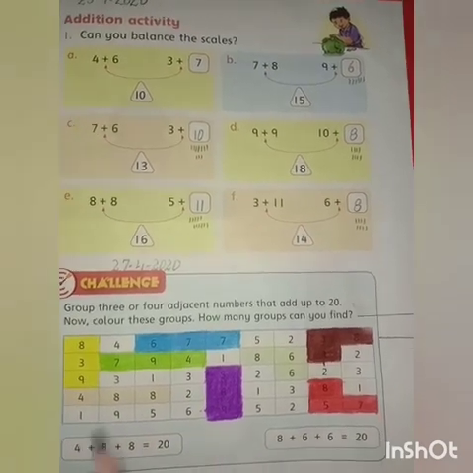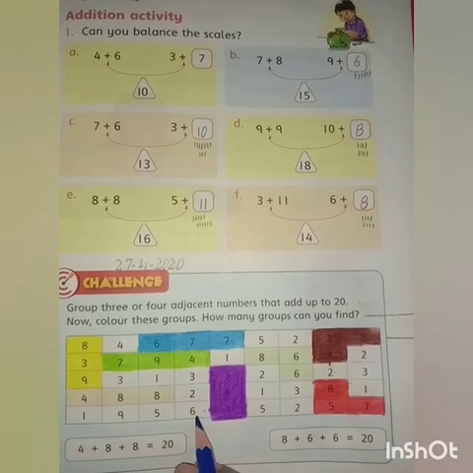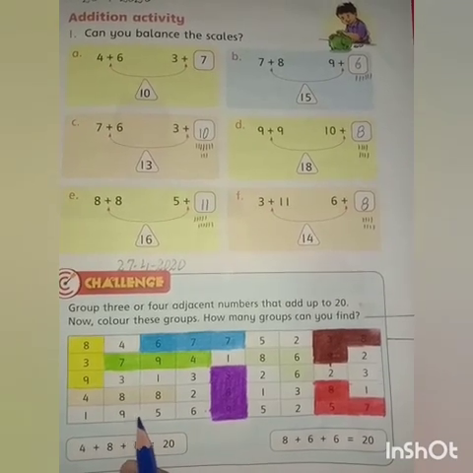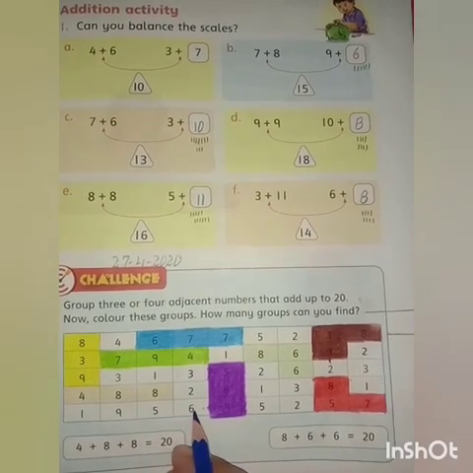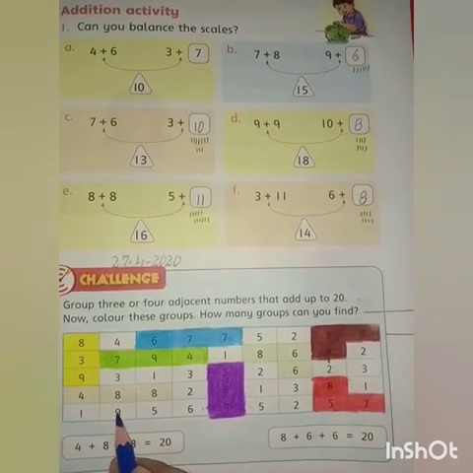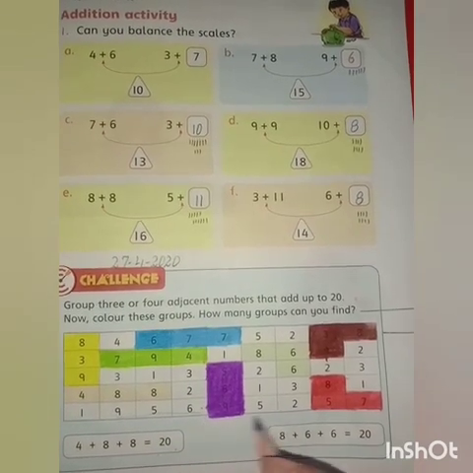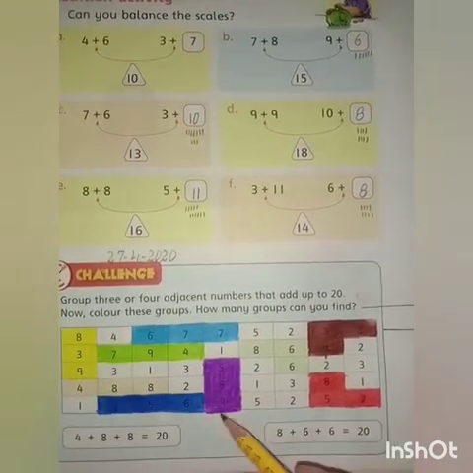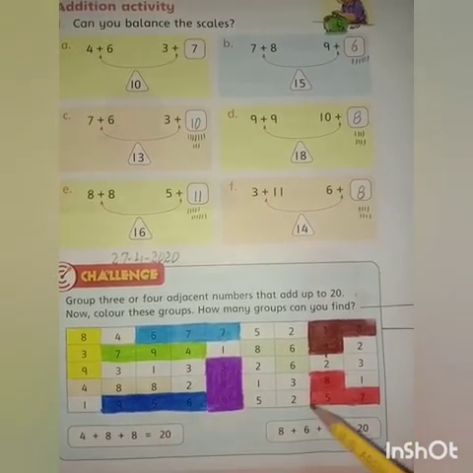Hold on, students. Here we have 3 numbers, 9, 5 and 6. When we add 9 and 5, the answer is 14. When we add 14 and 6, the answer is 20. We have to color in these 3 boxes. Start coloring like this. Now students, we have to count all the groups.